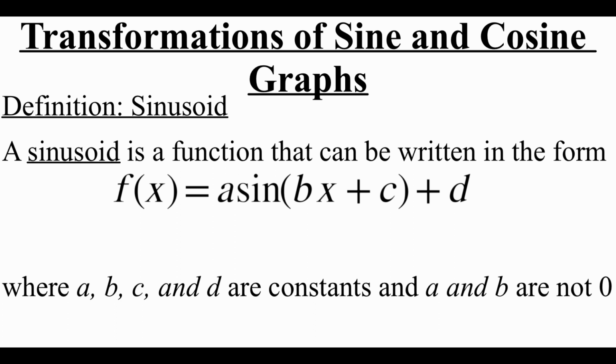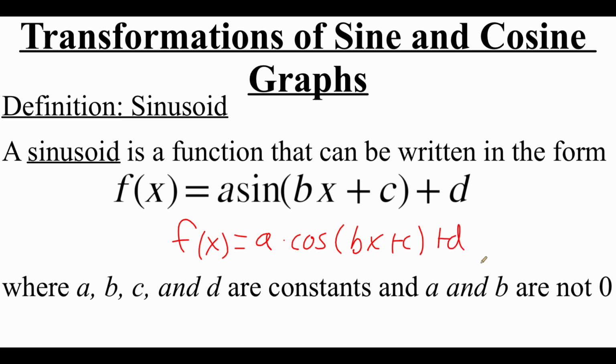Now, technically, a cosine function is a translation of a sine function. So any cosine function can also be written as a sinusoid. So we could also see a function written in terms of f of x equals a times the cosine of bx plus c plus d. That also technically counts as a sinusoid. Now, all of these values, a, b, c, and d, are going to affect our functions and affect the graph of our functions in their own way.